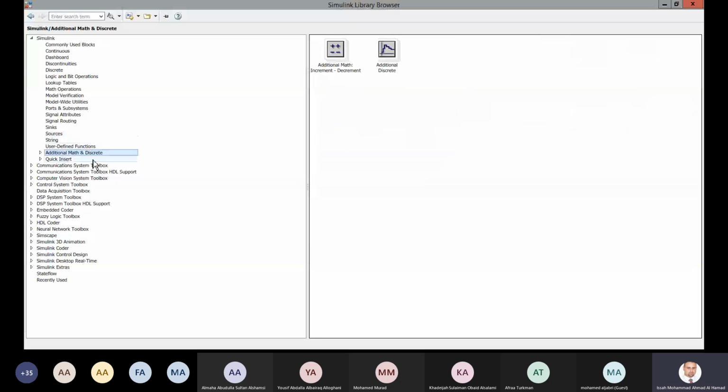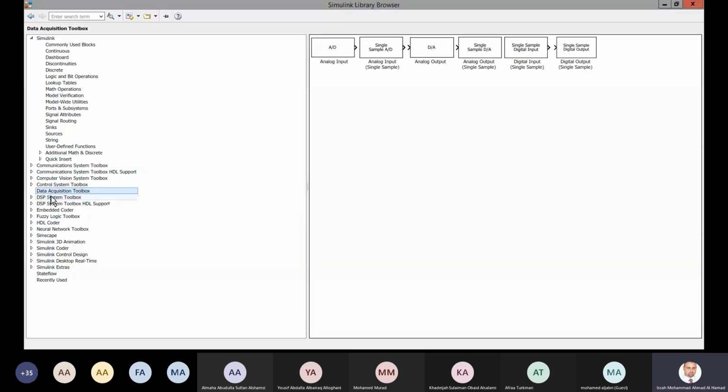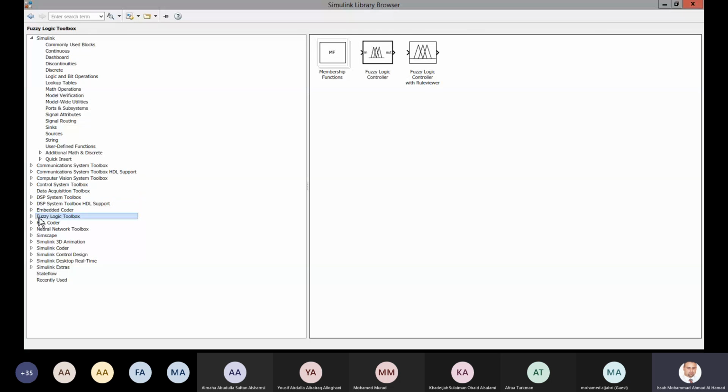Now there are some additional mathematical operations as well. It can be more advanced. Here, for example, the data acquisition toolbox. Here you have the fuzzy logic toolbox. We will discuss the fuzzy logic in the final level.